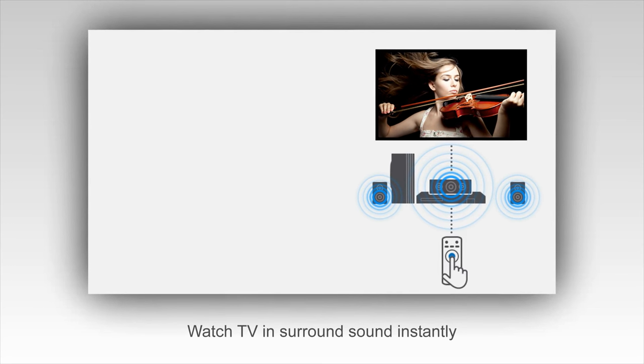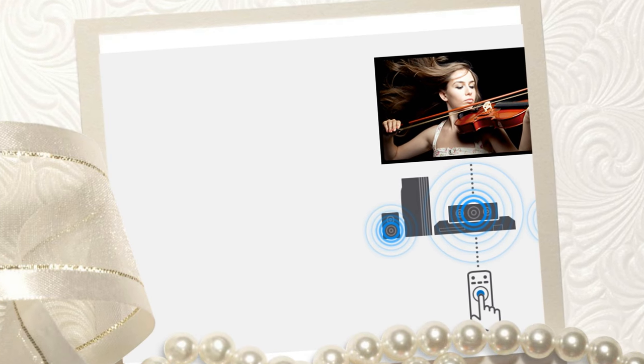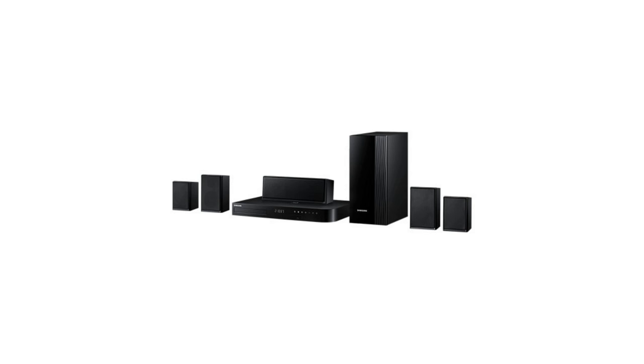Watch TV in surround sound instantly with the TV Sound On feature. You can enjoy all of your favorite TV shows in high-quality surround sound at the push of a button. Simply press the hotkey on the remote control to instantly activate the Samsung J5100's powerful home theater speakers.